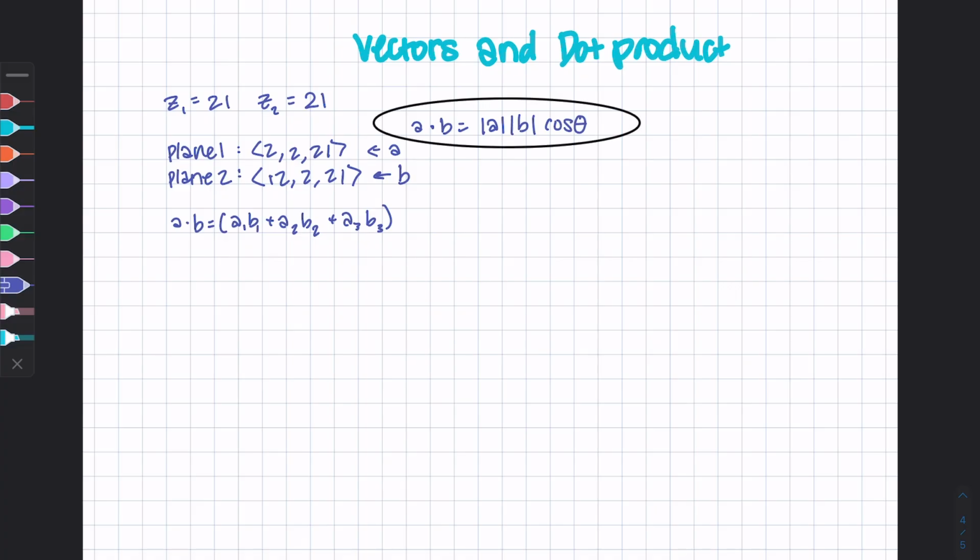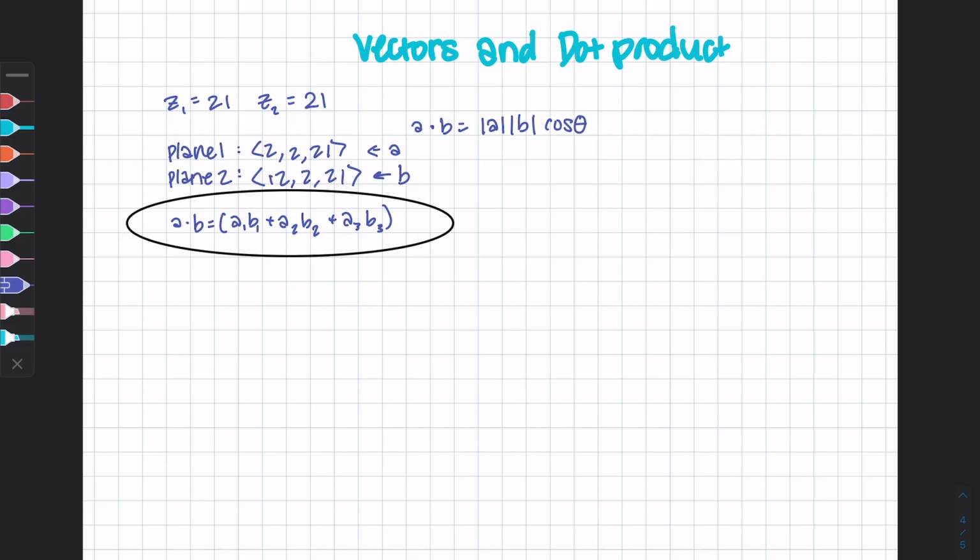A dot B equals the magnitude of A times the magnitude of B times cosine theta. We can assume that A corresponds to the first plane's vector and B corresponds to the second plane's vector. First, we have to find the dot product of the two vectors using the following equation. A dot B equals A1 B1 plus A2 B2 plus A3 B3.